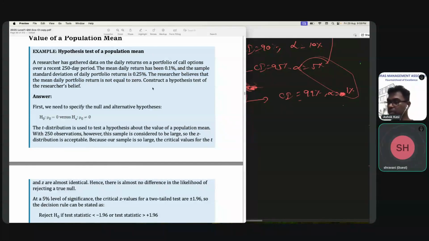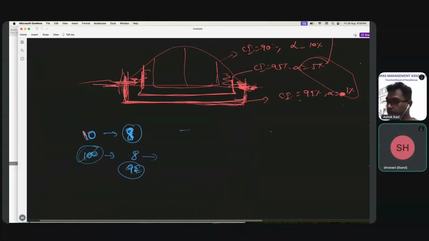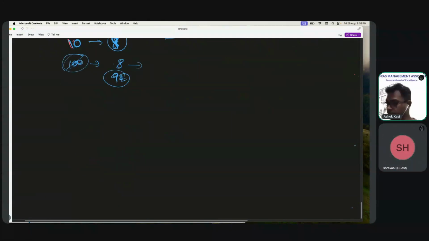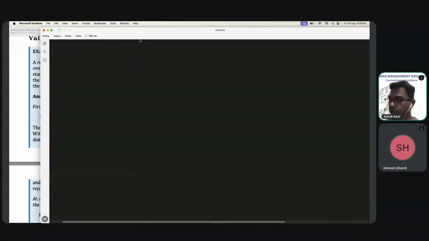The researcher believes that the mean daily portfolio return is not equal to 0. That means the market believes that it is equal to 0. You got the difference? So the market believes it is equal to 0. Whatever the market believes, we are trying to reject. So the null will be equal to 0, zero returns from options trading.